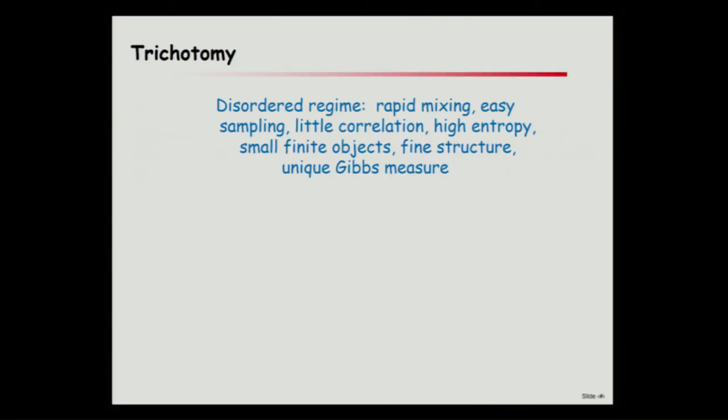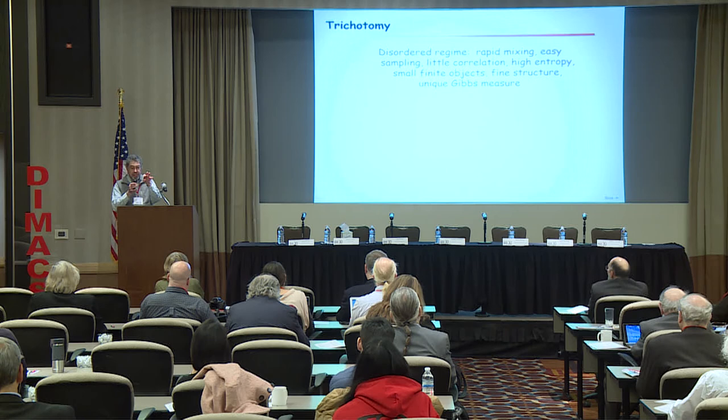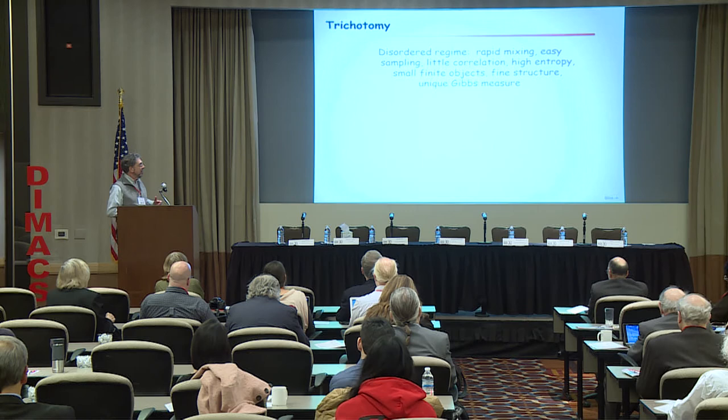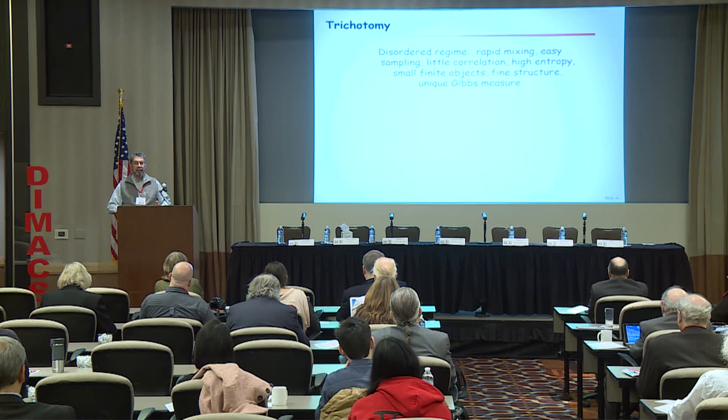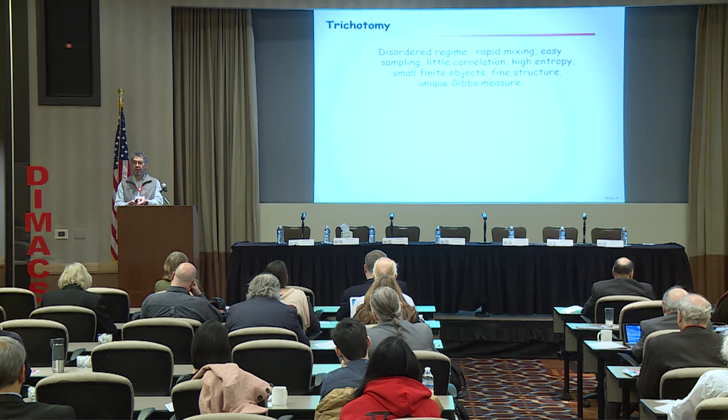In the disordered regime, which is where we started, with what we normally expect to see with a random set of objects, things mix around easily. Things are very random. It's very easy to take random samples of things. There isn't much correlation between one place and another place. There's high entropy. There are a lot of little objects that you can study, find structure, and there is Gibbs measure, which is a very nice notion we got from statistical physics, of a probability measure with nice properties, and there's only one. That means somehow we can take the idea of a uniform probability distribution, which is everywhere in discrete mathematics, and extend it to an infinite set in a sensible, unique way.